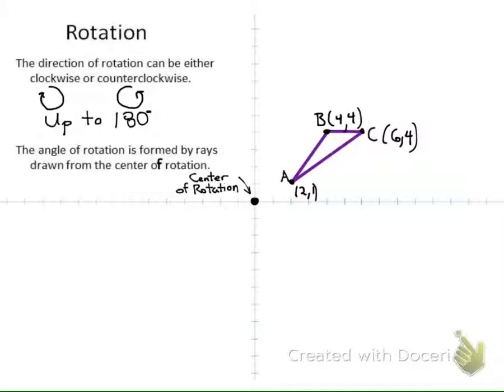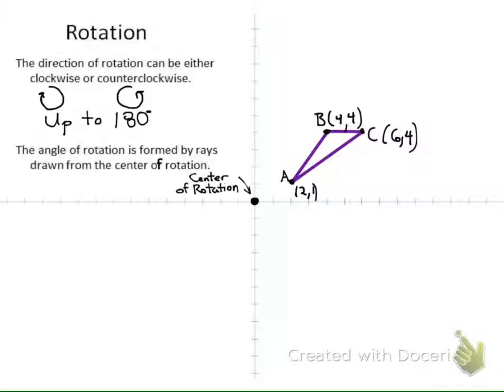Okay, our last one is a rotation, and a rotation can either be clockwise or counterclockwise, and we typically go up to 90 degrees, or 180 degrees. If we go any more than that, then we can just talk about going the opposite direction. So the angle of rotation is formed by the rays drawn to the center of rotation. So let's draw some rays. Now typically, we're going to have the center of rotation be the origin.